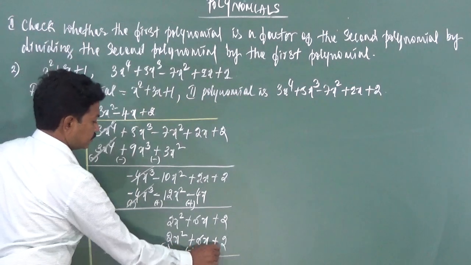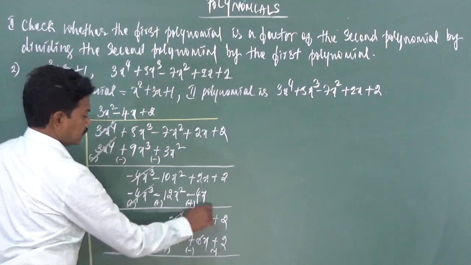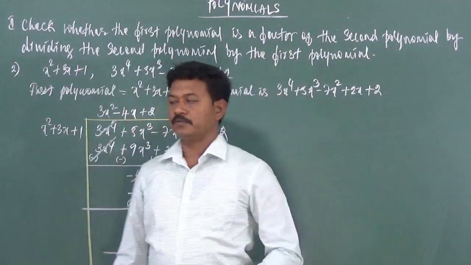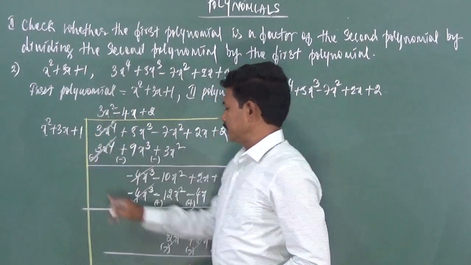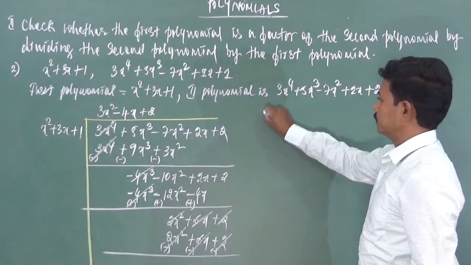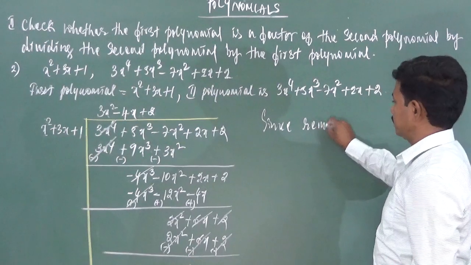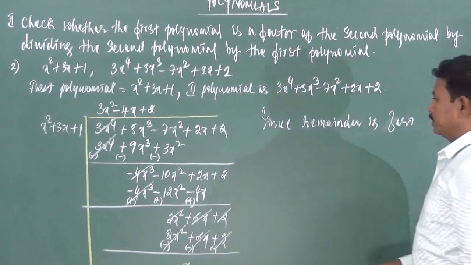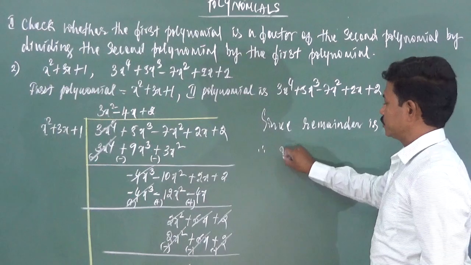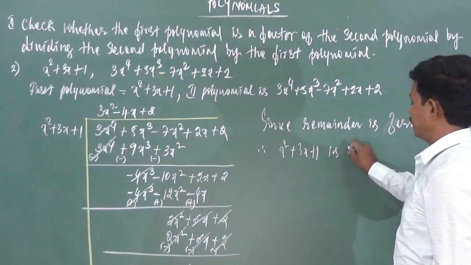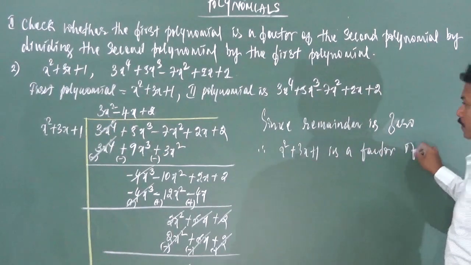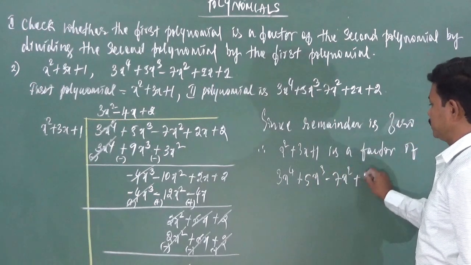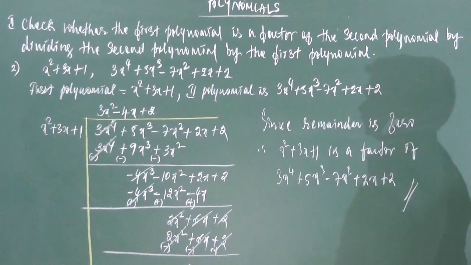So therefore sign changes. Right, plus 2x square minus 2x square cancels, plus 6x minus 6x cancels, plus 2 minus 2 cancels, so therefore remainder is 0. So successfully when we divide this polynomial by this, we have got the remainder as 0. So since we have to write the conclusion, since remainder is 0, so therefore x square plus 3x plus 1 is a factor of 3x to the power 4 plus 5x cube minus 7x square plus 2x plus 2.